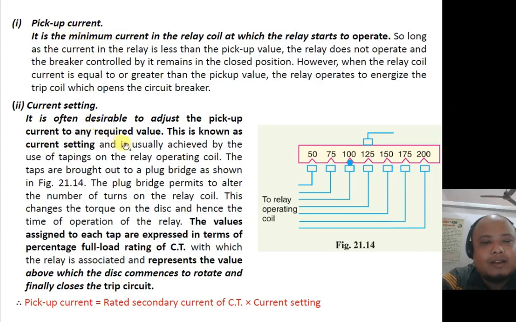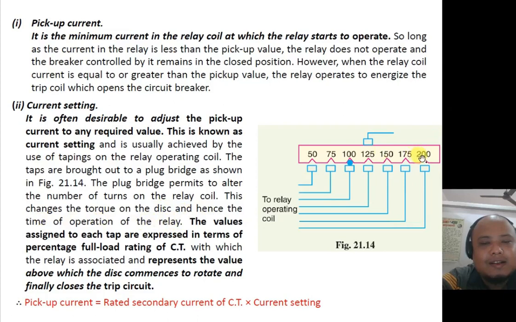And this current setting is usually achieved by use of tappings on the relay operating coil, because the relay operating coil is like a transformer. Tappings are used. The taps are brought out to a plug bridge as shown. The plug bridge permits altering the number of turns in the relay coil, thus changing the torque on the disc and hence the time of operation of the relay.